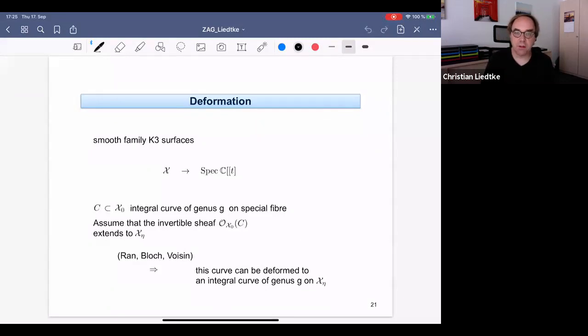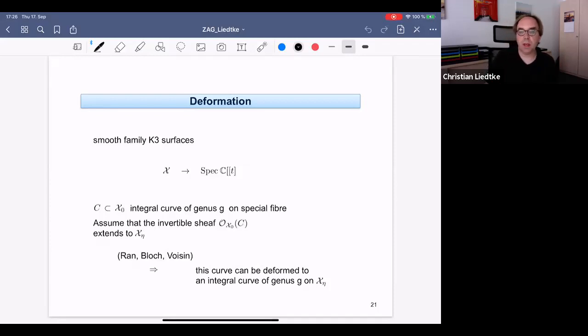And then the other thing is you can try to start from this special fiber and go to the generic fiber. And then there are results due to, it's called the semi-regularity map. These are results due to Ran, Bloch, and Voisin, which say that if you have, say, an integral curve of genus g on the special fiber, say a rational curve, and suppose the line bundle O_X(C) extends to the whole family, then what is remarkable is, of course, it's not difficult to see in that situation that you can extend the section to something, but you can deform it as a curve of genus g.